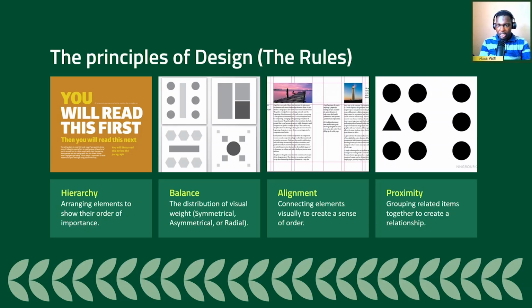The next example we are looking at is proximity. Proximity here is basically grouping related items together to create a relationship. In the example here, we can see proximity. We have a group of circles and then a triangle. The proximity shown here is the grouping of related items, which is the circle shapes, or let's say shapes in general, together to create some sort of relationship.